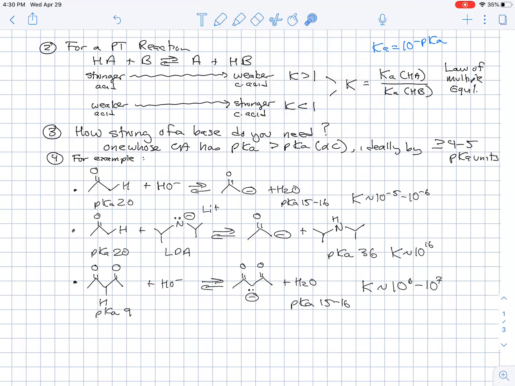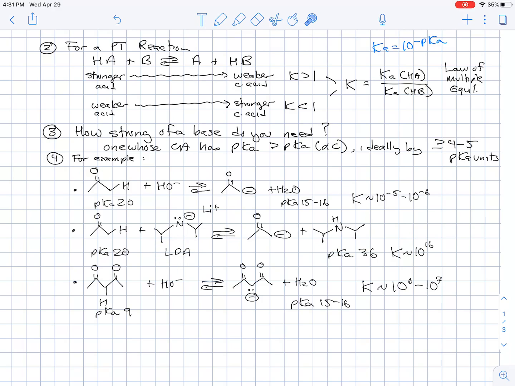With this first example, we have ketone acetone reacting with hydroxide to give you the enolate of acetone and water. Well, the pKa of water is 15 to 16, depending on whether you believe the general chemists or the organic chemists, and the general chemists are right. So we're going from a pKa of 20 to a pKa of 15 to 16. We're going uphill energetically, and if we calculate the K, it is about 10 to the minus 5th to 10 to the minus 6. So what we have here is a reaction that hardly occurs at all.